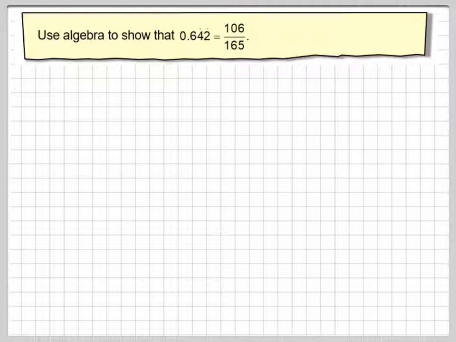Right, in this video, we're going to use algebra to show that 0.642 with the 42 recurring is equal to 106 over 165. Now, you can't just put this in your calculator and say that's equal to that. You have to actually show it algebraically. So there's a procedure for doing this.